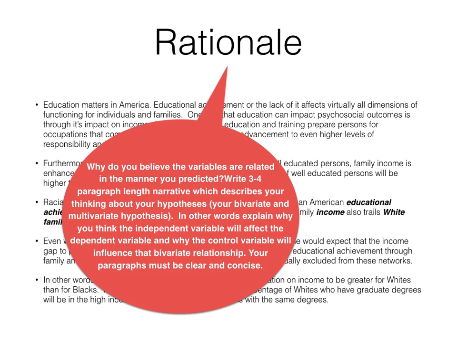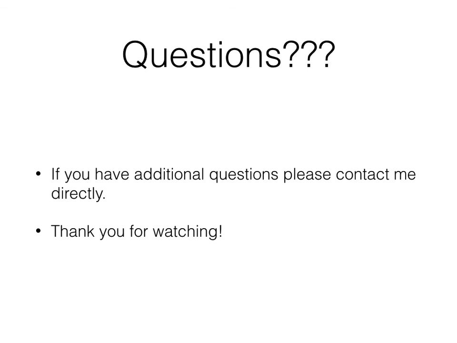Remember your bivariate and multivariate hypotheses? In other words, explain why you think the independent variable will affect the dependent variable and why the control variable will influence that bivariate relationship. Your paragraphs must be clear and concise. And once again, I apologize for reading directly off the slide, but I really need you to not perceive this as being super scary. And if you don't understand my words, then I've also written them out. So it's really simple. Take this in little bite-sized chewy pieces and you will be fine.